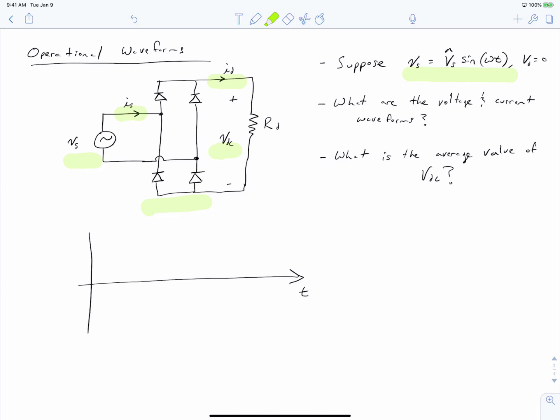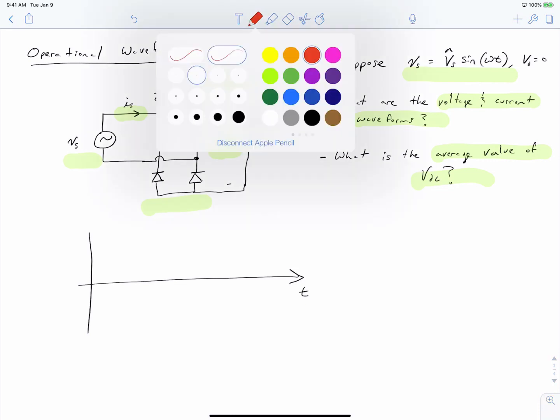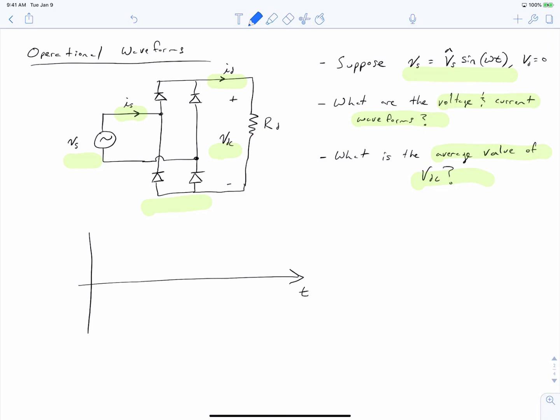So our task at hand is to determine the voltage and current waveforms and the average value of VDC. Let's start this by sketching our input voltage Vs. We all know what a simple sinusoid looks like, so that's fairly straightforward to draw. We can then consider the output voltage VDC. VDC is going to have the same value as Vs when Vs is positive, and the opposite value when Vs is negative. That is due to the connection of the diodes.